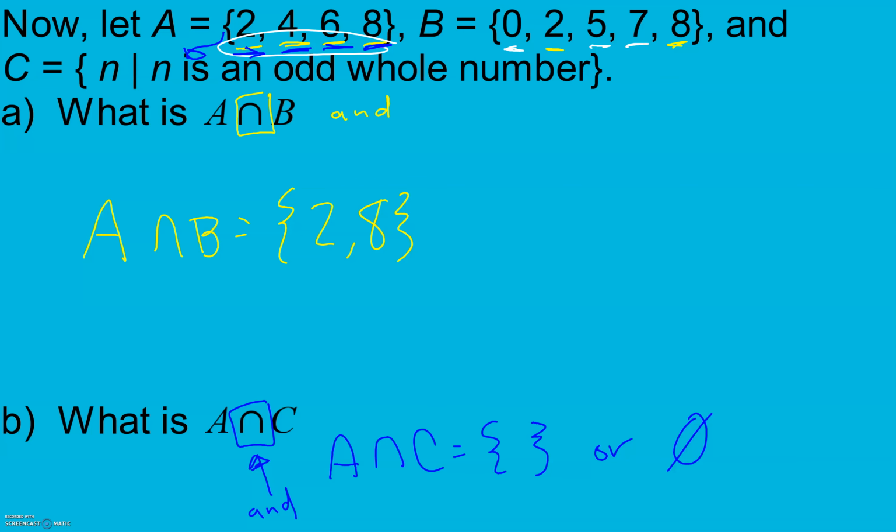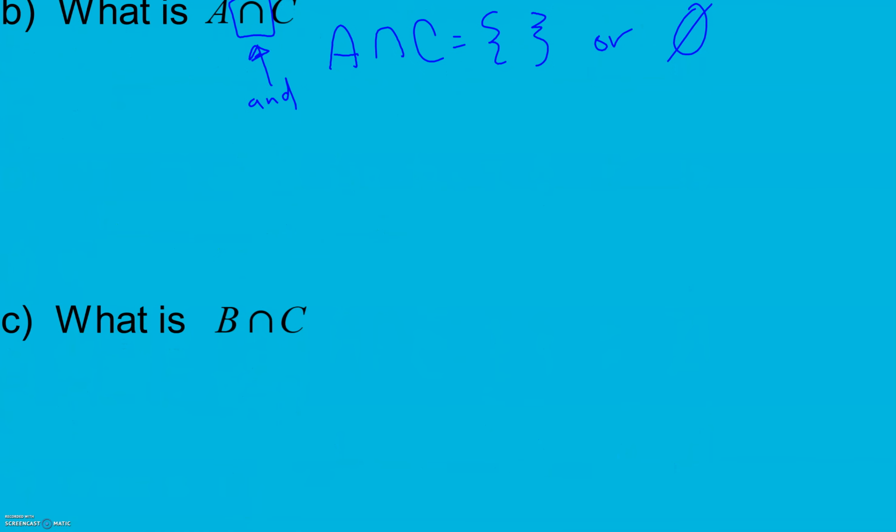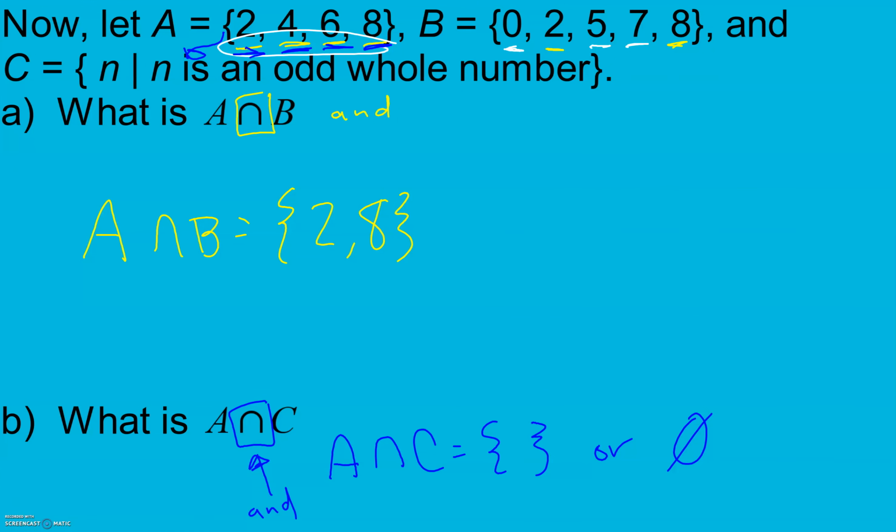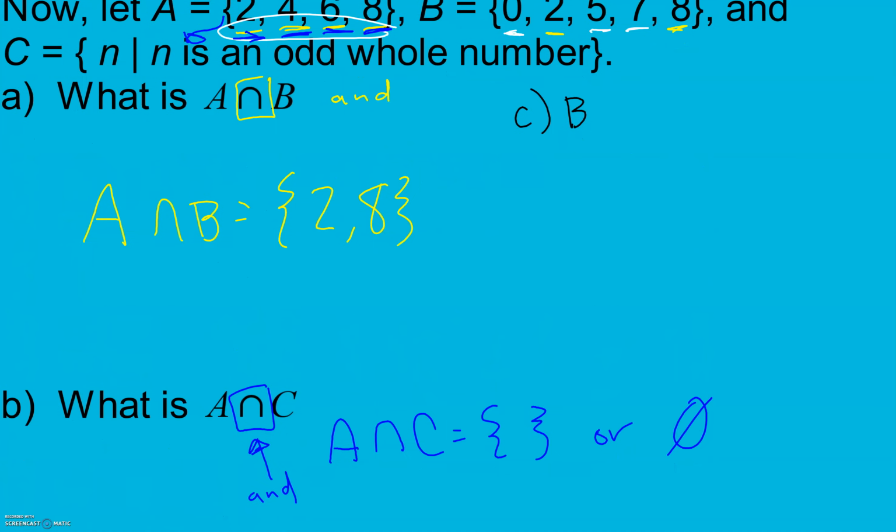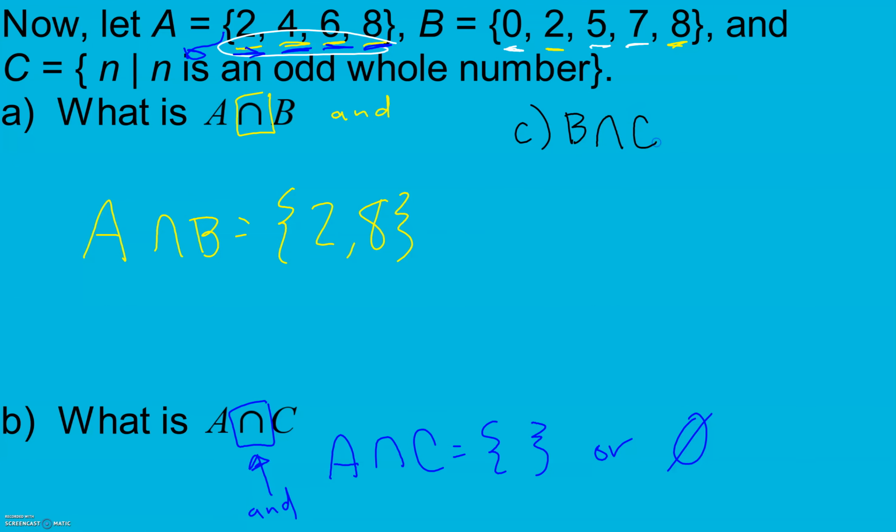For C here, we want the union of B and C. And I'm going to write this over here just so we can still see our sets. We want the union. No, we don't. We want the intersection. Sorry. Intersection of B and C. So we want things that are in B that are also in C. So we check what's in B and check and see if it's odd whole numbers. 0 is not odd, 0 is even, 2 is even, 5 is odd, 7 is odd, 8 is even. So the only things that are in both are 5 and 7.